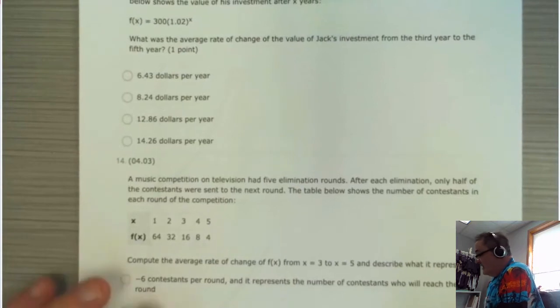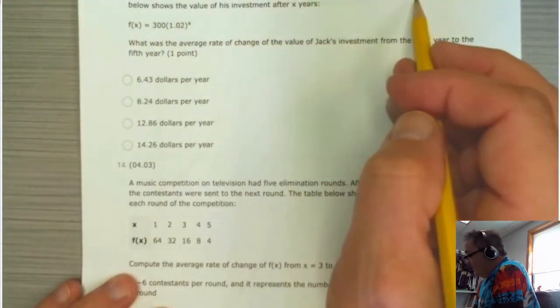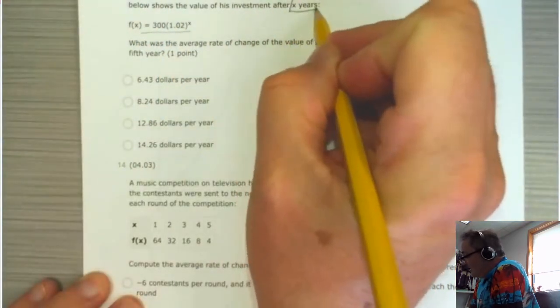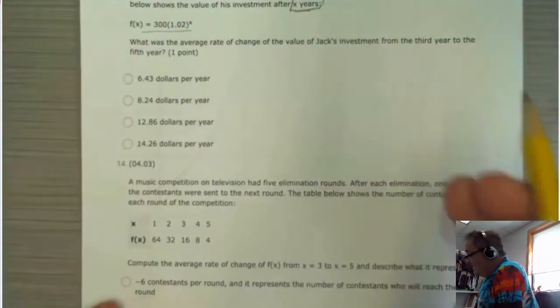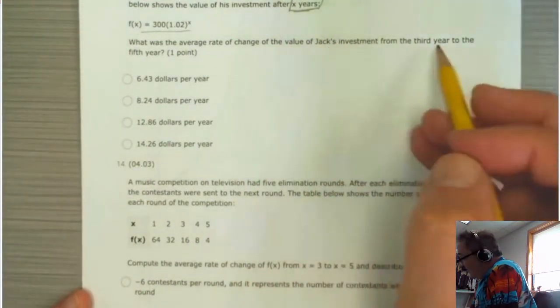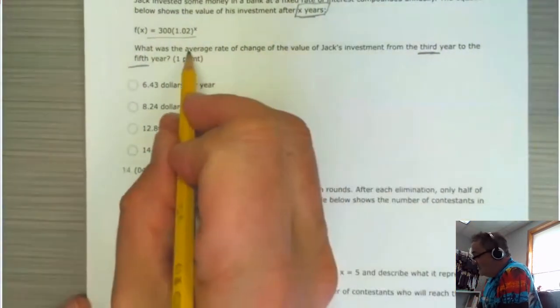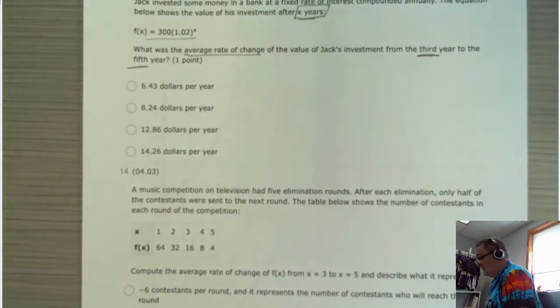Number 13. Jack invested some money in a bank at a fixed rate of interest compounded annually. And here's the equation. It shows the value of the investment after x years. So x is years. What is the average rate of change of the value of Jack's investment from the third year to the fifth year? So we want the average rate of change. Okay, so that's our relevant information.